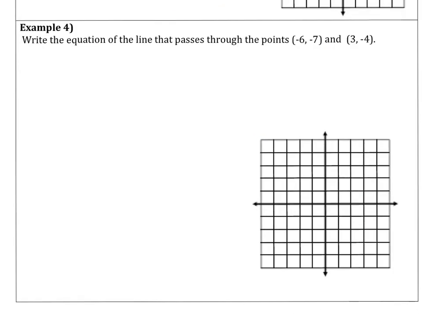All right, example 4. Write the equation of the line that passes through the points -6, -7, and 3, -4. So what's the first thing you're missing? We have 2 points. We don't know the slope. So let's come in here and label our points: x1, y1, x2, y2. So slope. In the numerator, we are going to subtract the y's. So you have -4 minus -7. In the denominator, we are going to put the x's. You have 3 minus -6.